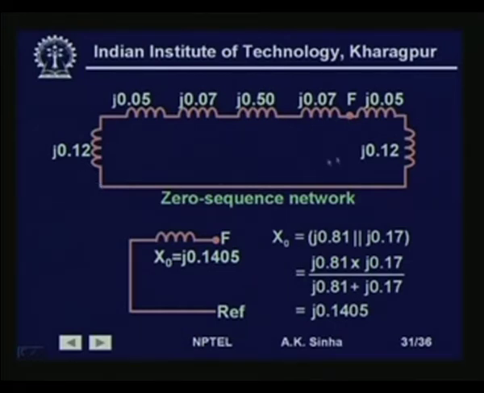Now, for zero sequence, again we can calculate the value here. The network is the same except that the fault point is here. So, we add these impedances, which comes out to be j0.81, and this is j0.17. In parallel, this comes out to be j0.1405. So, this is the network here.